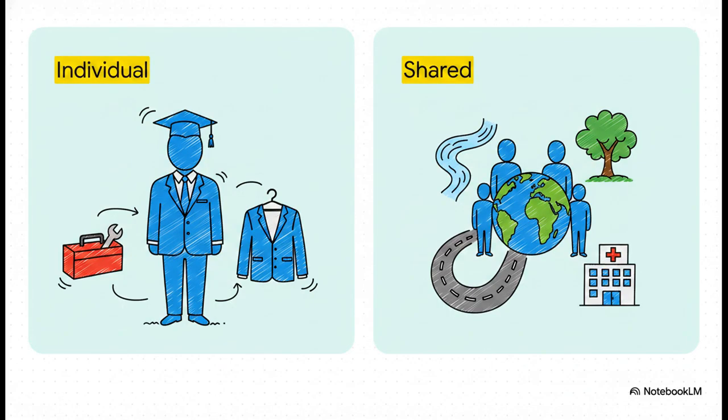We also need to quickly contrast our resources by ownership. On one side, we have individual resources, so your personal skills, your knowledge, your clothes. But on the other side, we rely really heavily on shared resources. These are natural resources like the air we breathe and the water we drink, as well as community resources like public roads, parks, and hospitals. Achieving your goals almost always requires a blend of both, and we all have a collective responsibility to maintain and use those shared resources judiciously.